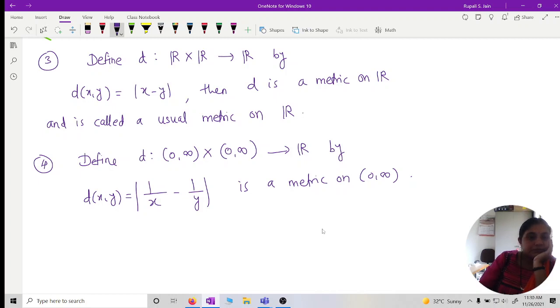Yes, ma'am. 0 is not included in this set. So 1 by x, 1 by y are well defined. Is that okay? Yes, ma'am. So this is also a metric on the open interval 0 to infinity.